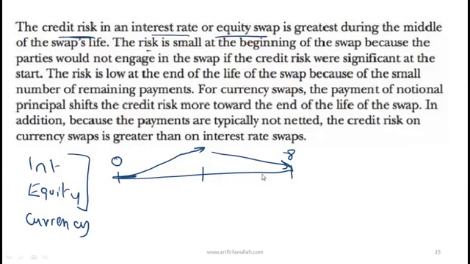Bottom line for you to remember that for interest rate swaps and equity swaps, credit risk is highest in the middle of a swap. I've seen multiple choice questions on this where if you know this fact, it will be easy to remember. You'll have a simple question that will say, credit risk for an equity swap is most at the start of a swap, middle of a swap, end of a swap. If you remember this point, it will be easy to answer.